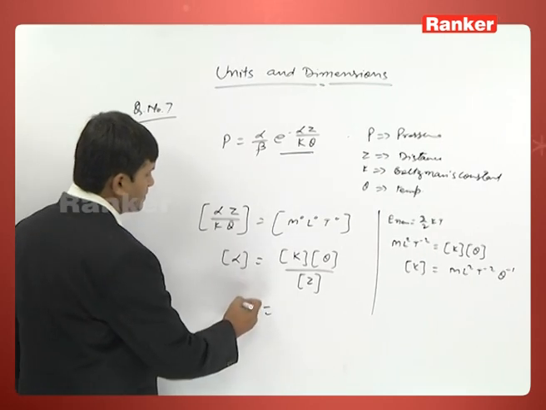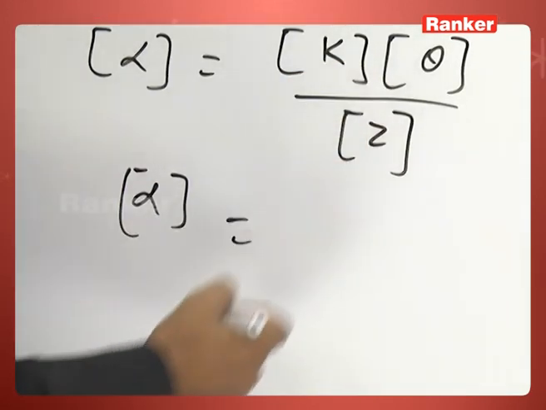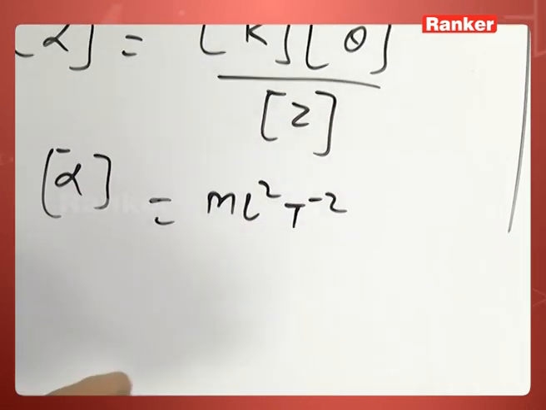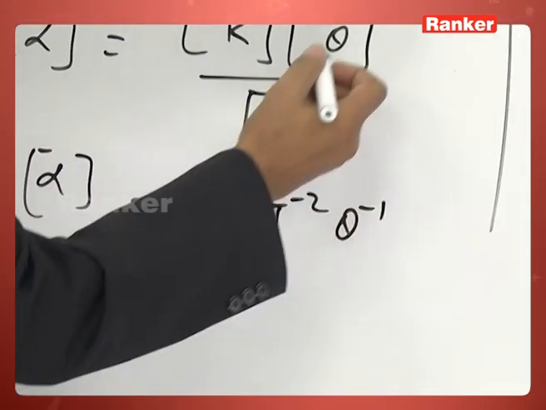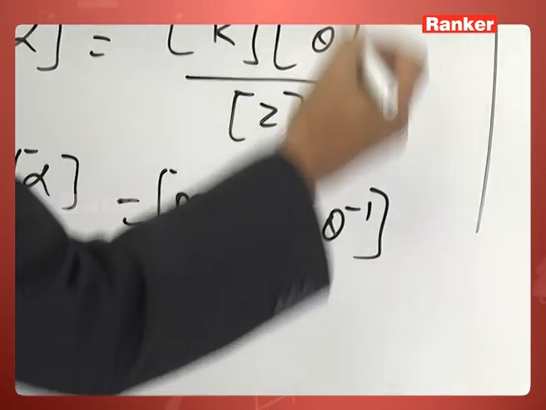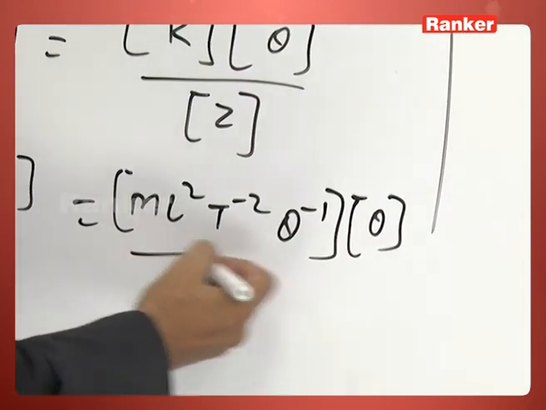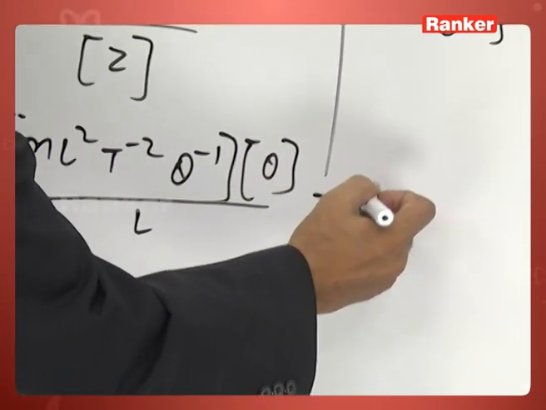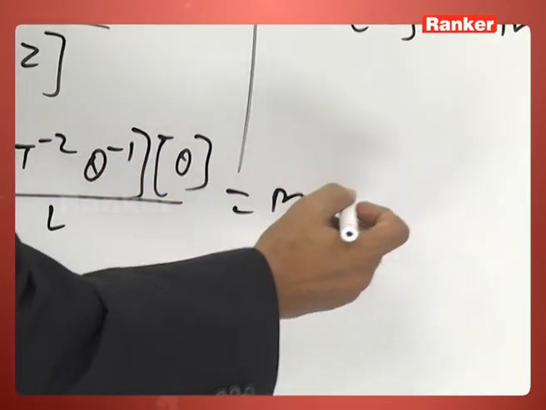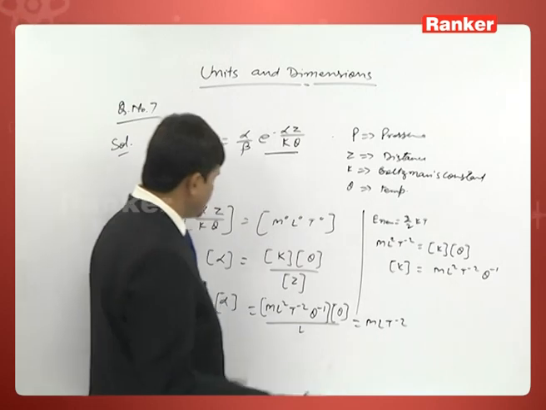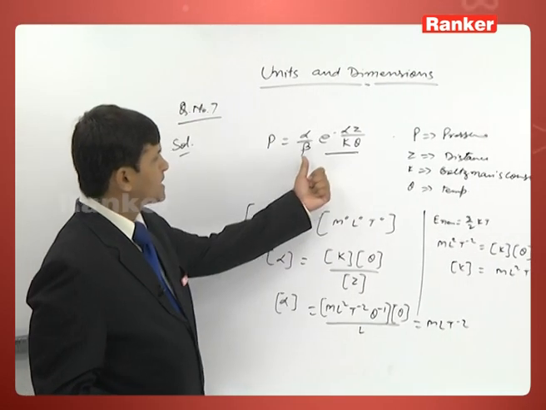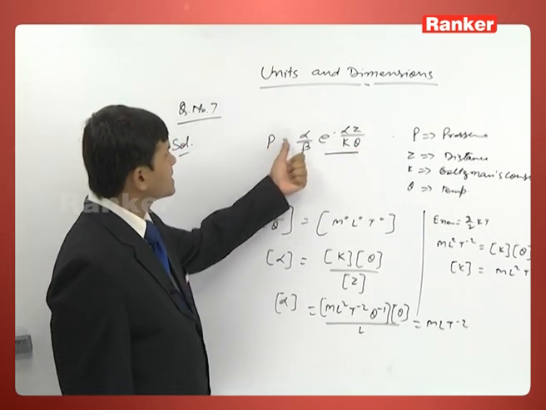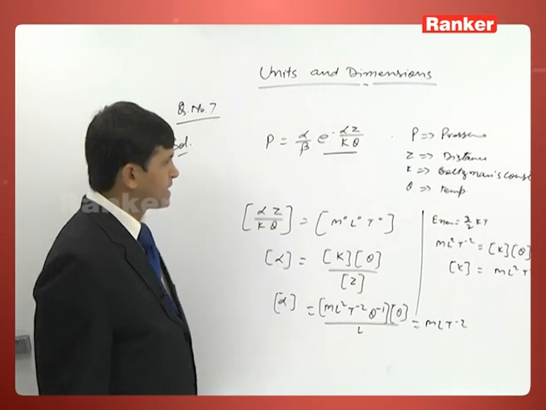Then the dimension of alpha is the dimension of k, M L square T minus 2 theta minus 1, times the dimension of theta, the temperature, and the dimension of z, which is length L. So this becomes M L T minus 2. This is the dimension of alpha. Next, the exponent is dimensionless. Now P is the pressure. Pressure has the same dimension as alpha by beta.